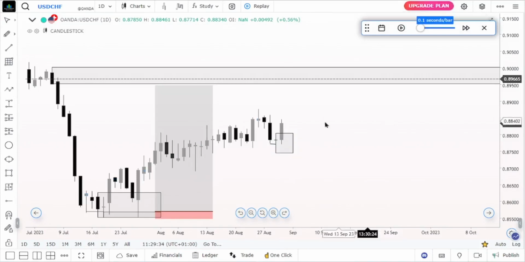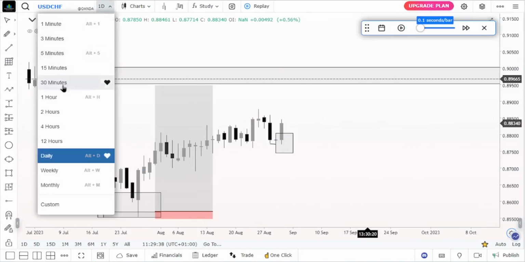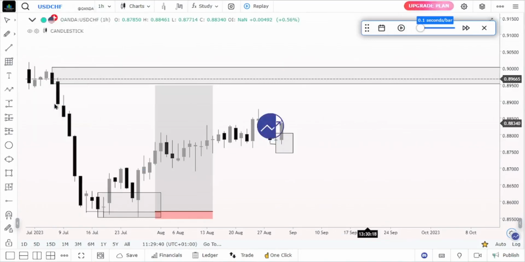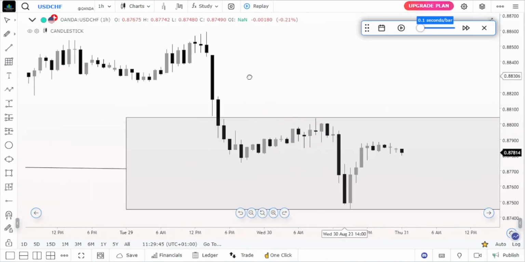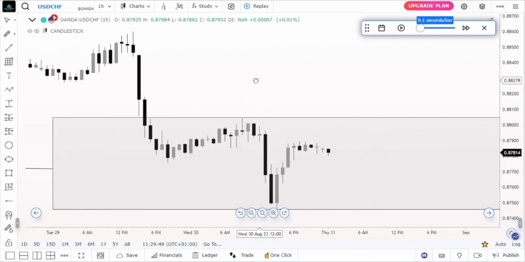Okay, so that's your point of interest on the daily time frame. Now let's get to the entry time frame, which is the 1H, and refine that point of interest before we do anything. Now this is that point of interest. As you can see, this is your higher time frame point of interest. This is too large for us to take a trade from there.